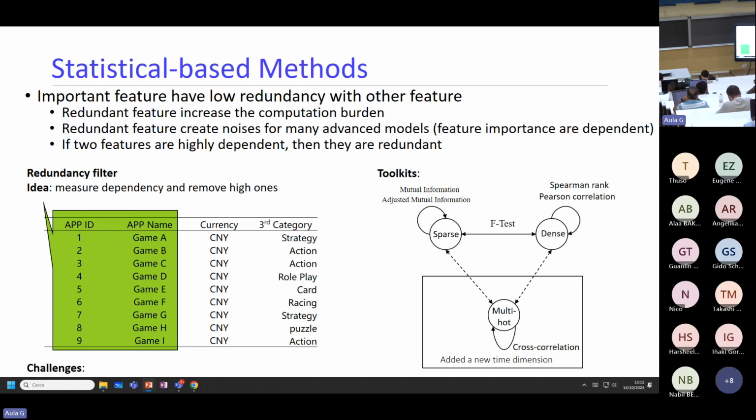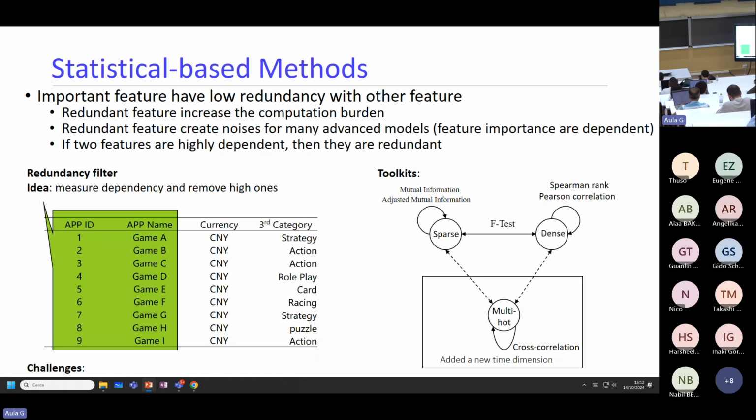There are many statistical tools for solving this problem. For example, for the sparse feature, which is the categorical feature, we can use mutual information and adjusted mutual information to measure whether these two categorical features are correlated. And for the dense feature, we have the Spearman rank and the Pearson correlation to know whether they are collinear. And between sparse and dense features, there are techniques called F-test, for example, like ANOVA, which can test whether this dense feature influences the categorical feature.